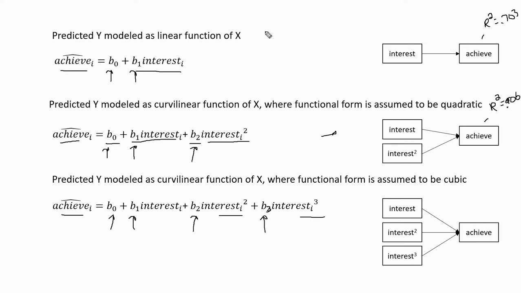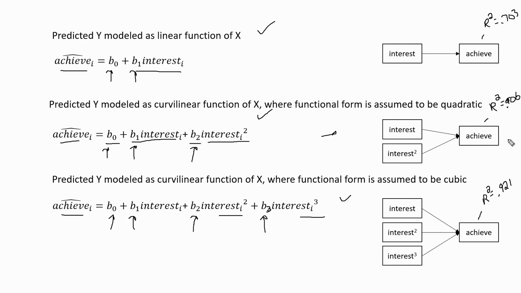So you can see that the first model is essentially a simple linear regression. The second model is a multiple regression where we're incorporating interest and interest squared. And the third model is also a multiple regression where we're incorporating interest, interest squared, and interest to the third power. And then if we look at the R-squared value, thinking back to what we generated through the graphing function, we had R-squared equal to 0.921.